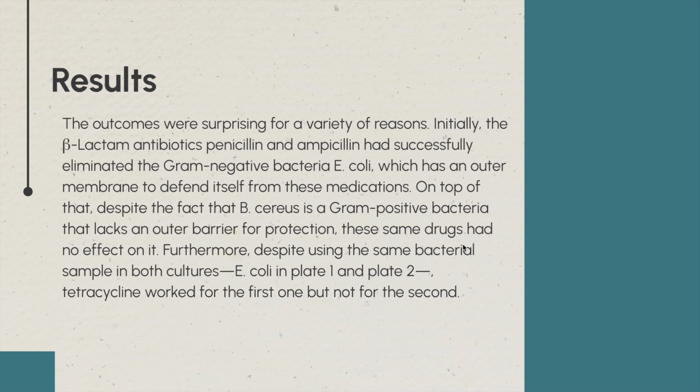Initially, the B-lactam antibiotics penicillin and ampicillin had successfully eliminated the gram-negative bacteria E. coli, which has an outer membrane to defend itself from these medications. On top of that, despite the fact that B. cereus is a gram-positive bacteria that lacks an outer membrane for protection, these same drugs had no effect on it. Furthermore, despite using the same bacterial sample in both cultures, E. coli in plate 1 and plate 2, tetracycline worked for the first one, but not the second.